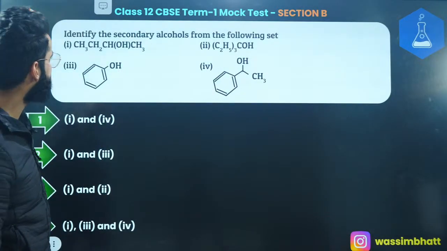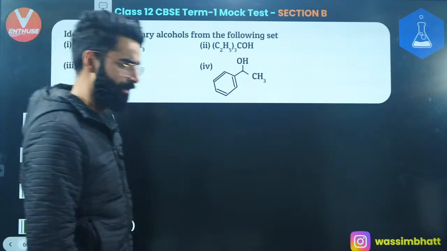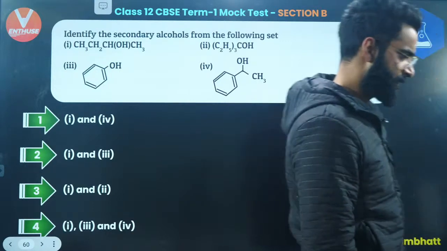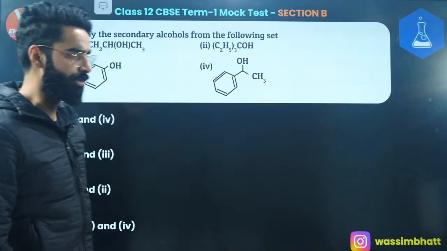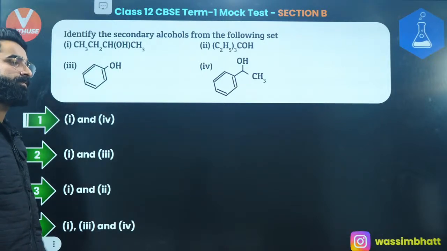All right, identify the secondary alcohols from the following set of molecules. We are given a set of molecules. Let me know which all are secondary among them. Which all are secondary alcohols among them, my dear people? Fast.